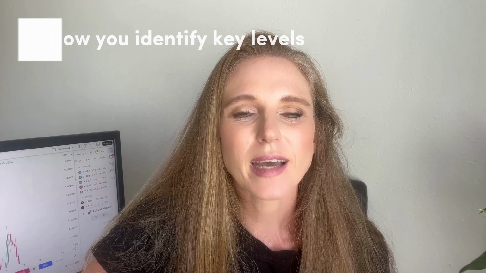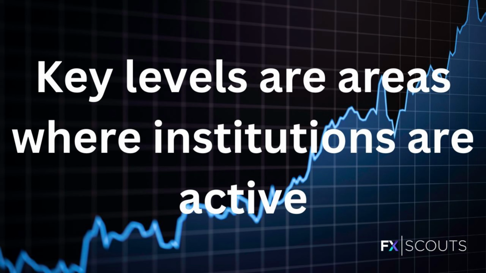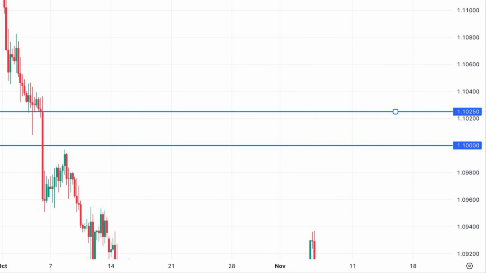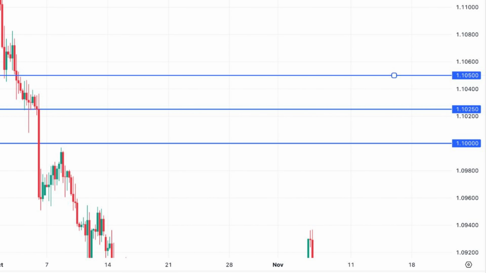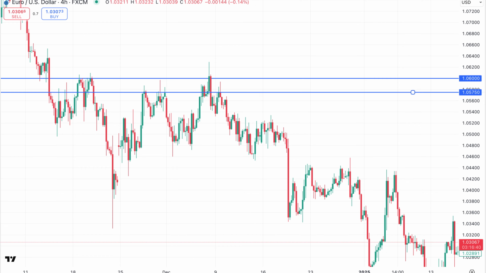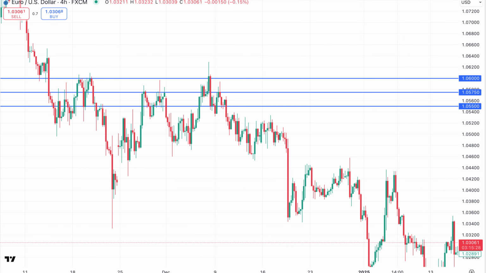Next, I want to look at how you identify key levels. Now, key levels are price zones where the institutions are usually very active. They are typically at round or consistent intervals like the 0 level, the 250 level, the 500 level, and the 750 level. For example, on the Euro USD chart over here, the 1.0600 level, 1.05750, 1.0550, 1.05.